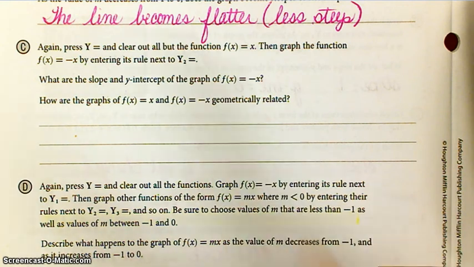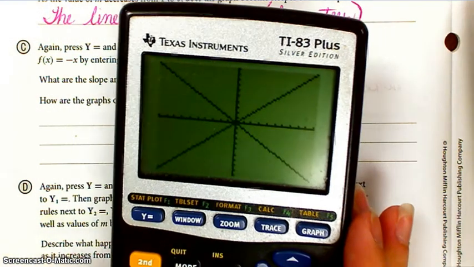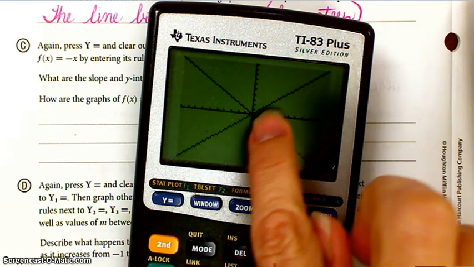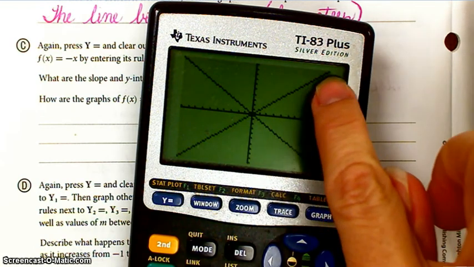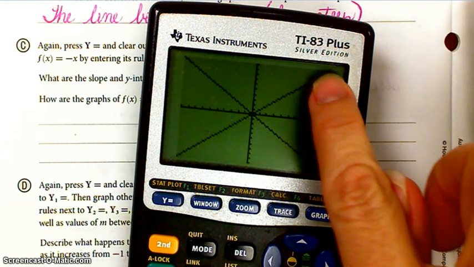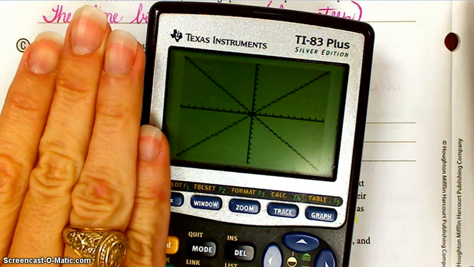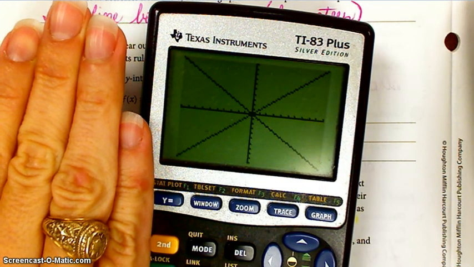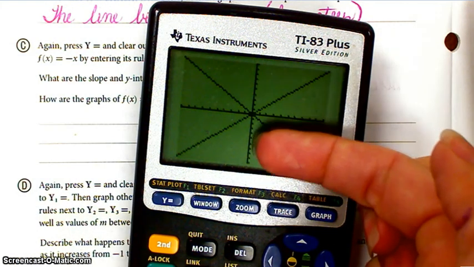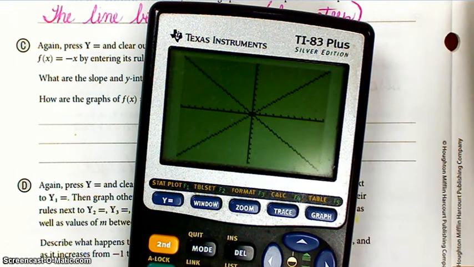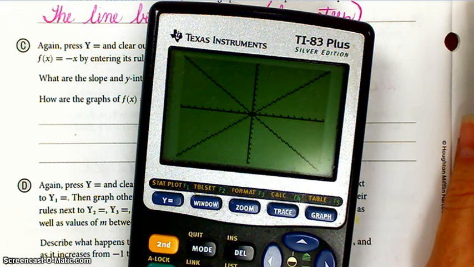If you look again at the two lines, this one is the original f of x is equal to x. If you flipped the original line across the y-axis, then you would get f of x is equal to negative x. So it's kind of a reflection across the y-axis.